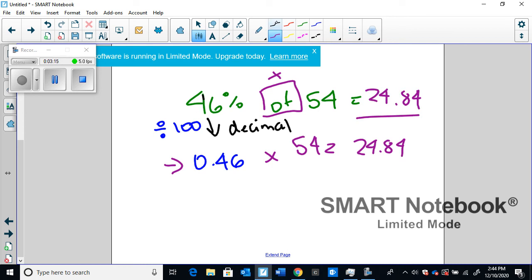Okay, so really the two steps that we need to do when we want to put it into a calculator is we've got to convert it to a decimal first. We replace of with multiply, and then we punch it right in.